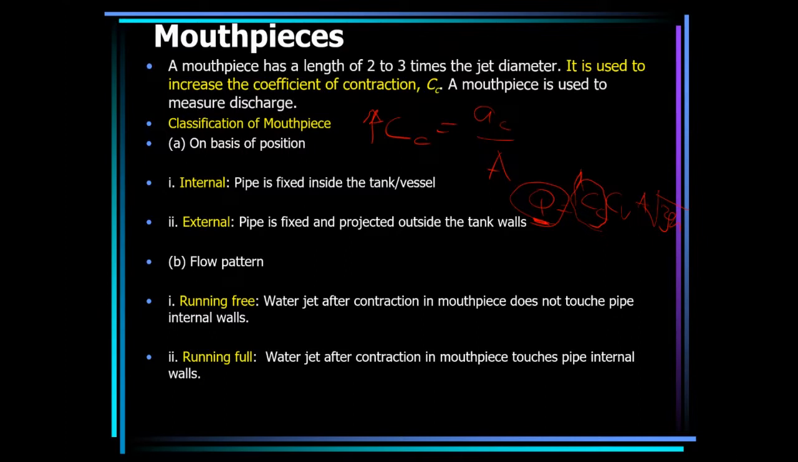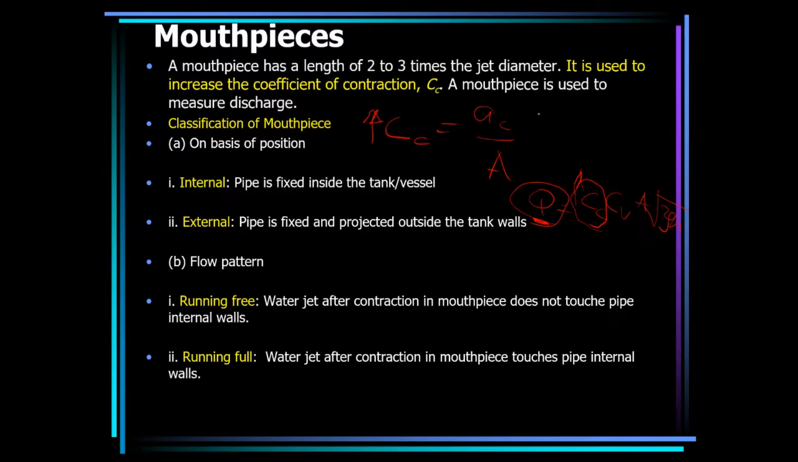Now, we will see the different classifications of the mouthpiece, and then we will see the figures as well. A mouthpiece can be classified on the basis of position, and in this case, we have internal and external. For the internal, the pipe is fixed inside the tank or vessel. An external pipe is fixed and projected outside the tank walls.